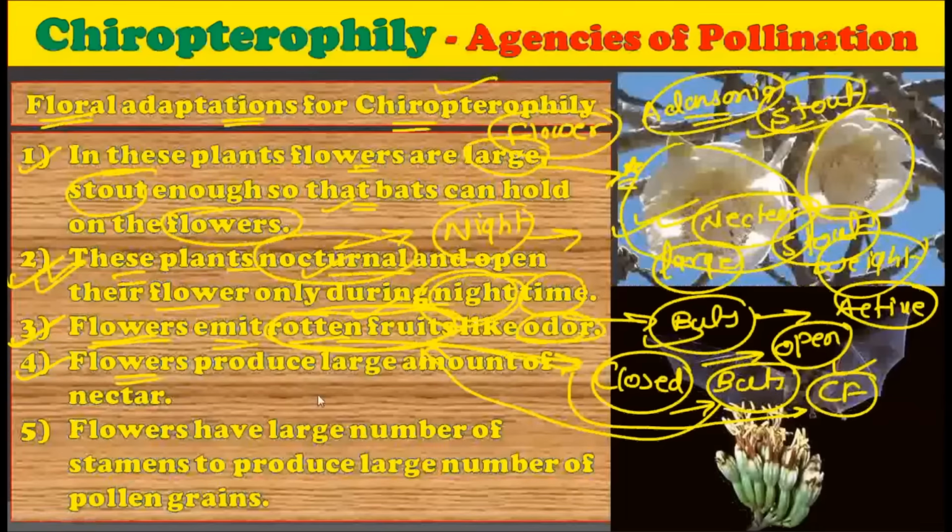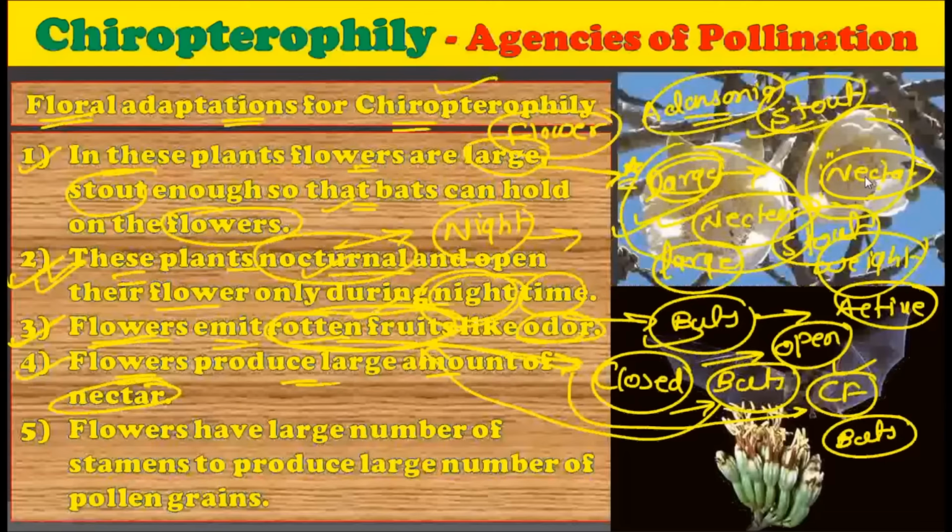The fourth adaptation they have is that the flowers produce a large amount of nectar. Now this is very usual because bats only come to that flower where there is nectar to suck. So the bats land on these flowers to suck the nectar, and these flowers are quite brilliant in producing a large amount of nectar so that bats can visit them more often and stay on the flower for more time so that they can transfer pollen grains efficiently. In order to achieve this, a large amount of nectar is produced by these flowers. All right. So this is again an evolutionary adaptation possessed by the Chiropterophilous flowers.